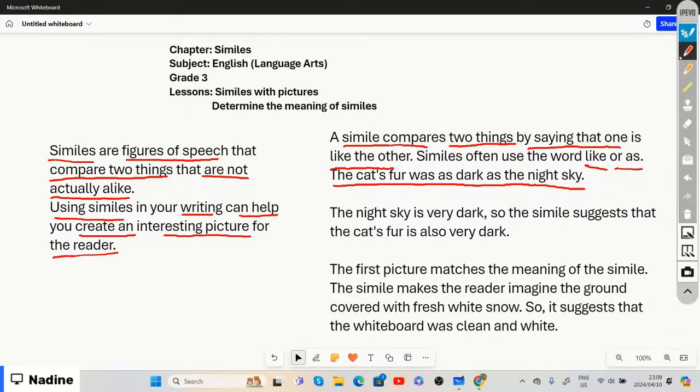So we say a simile compares two things by saying that one is like the other. In this case, "the cat's fur was as dark as the night sky," it means that we are comparing how dark the cat's fur is to the night sky, meaning it is basically a pitch black cat that we are talking about. Because the night sky refers to darkness, it now means that the cat's fur is also very dark.